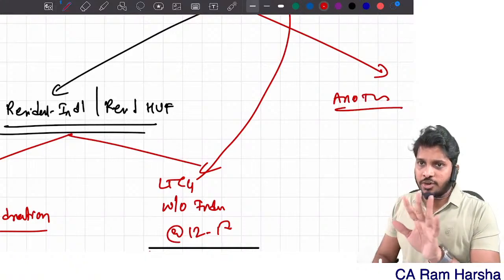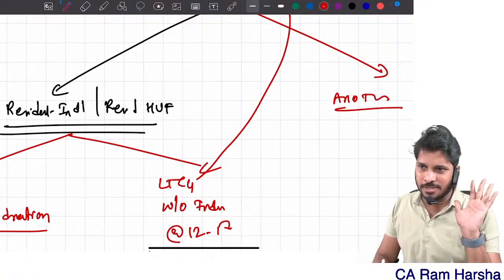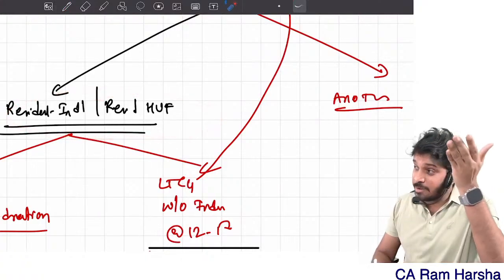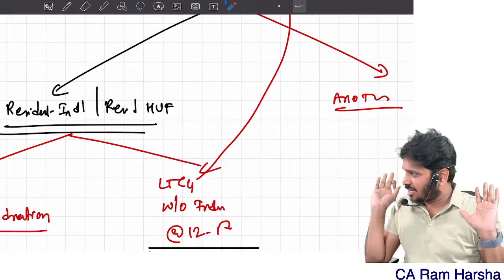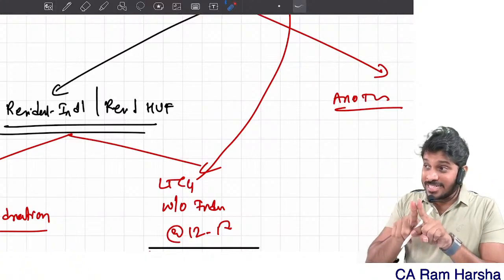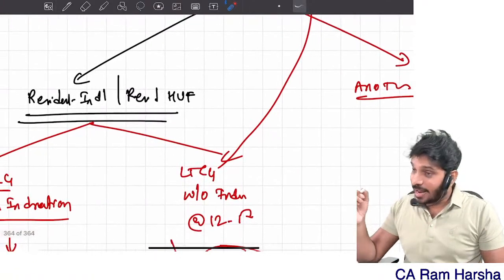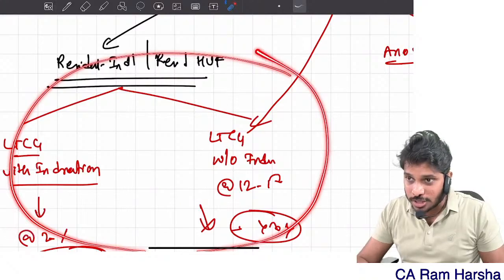When it is sold before 23rd July, straight away take indexation, compute capital gain, tax at 20%. Even resident individual, resident HUF, if at all they are selling before 23rd July, take indexation benefit, compute capital gain, compute tax at 20%. Suppose we are selling after 23rd July, then individual and HUF, compute capital gain without indexation. At the time of tax computation, you should apply this logic.